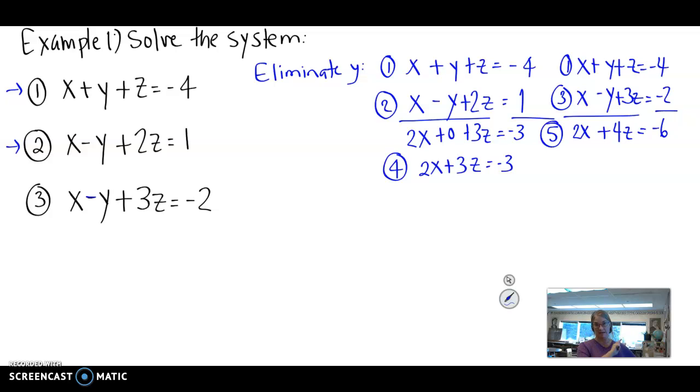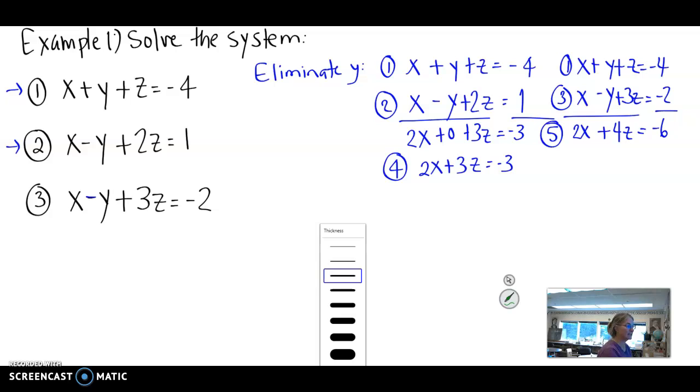So now I can go back to what we were doing in 10.1, and I can solve for either x or z. I can eliminate x or z, and then I'll have one of my variables solved for, and then I can sub that back in to equation 4 or 5, and then those 2 variables back into equations 1, 2, or 3. So follow along here.